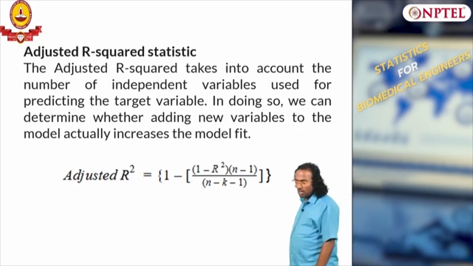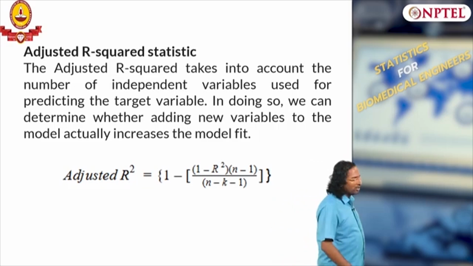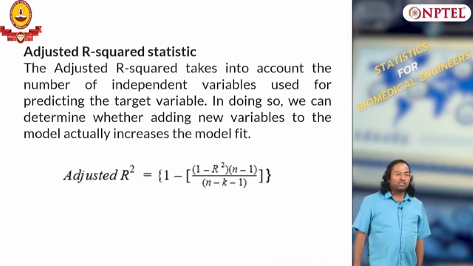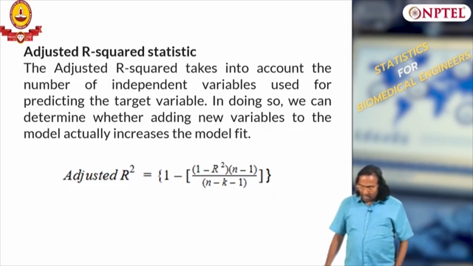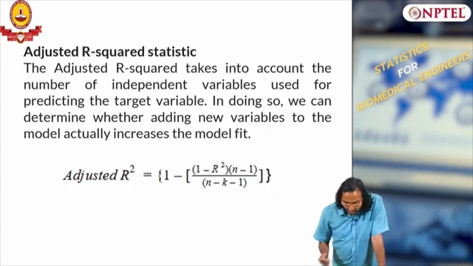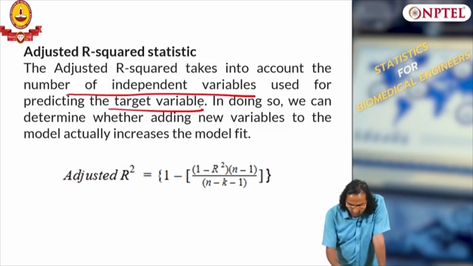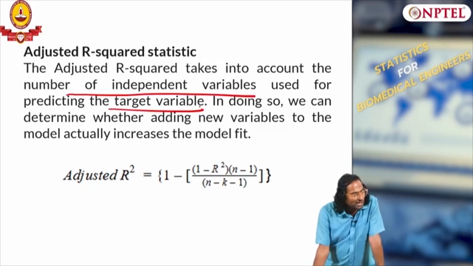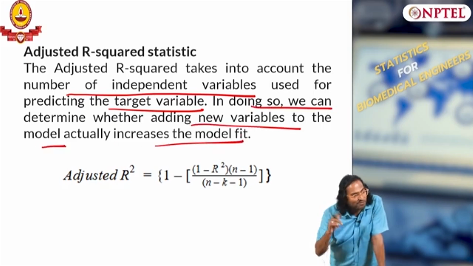We do not use regular R square. When you look at the outputs in your software, it will give you adjusted R square. What is adjusted R square? It takes into account the number of independent variables used for predicting the target. In doing so, we can determine whether adding new variables to the model actually increases the model fit or not.